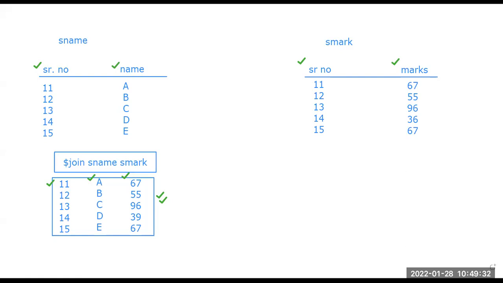So what is the general syntax? I have written the command already here. The command is join sname and smark. If we talk about the general syntax of this join command, that is join, then table one name and table two name. Similarly, it may be file one, file two also, whatever the scenario. So in general the syntax is join table one and table two.